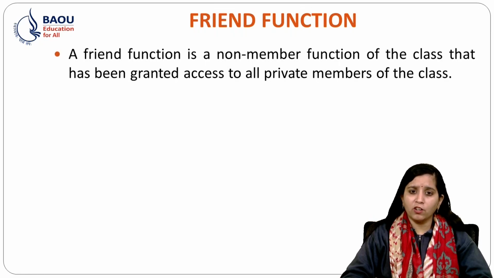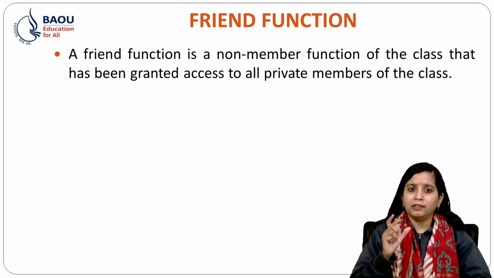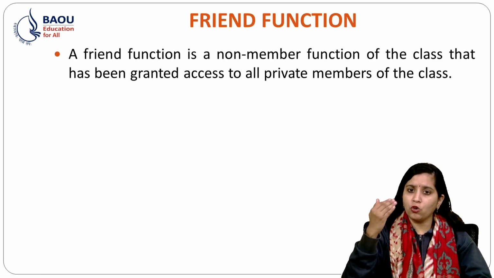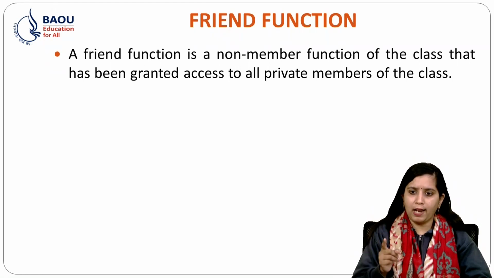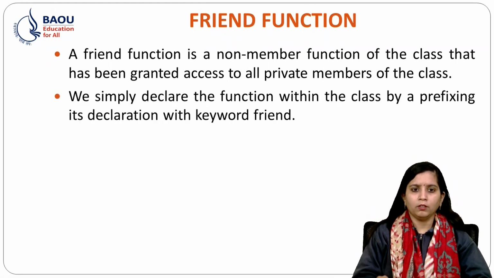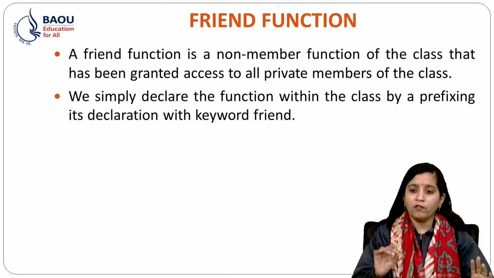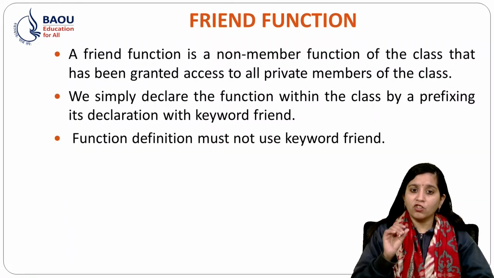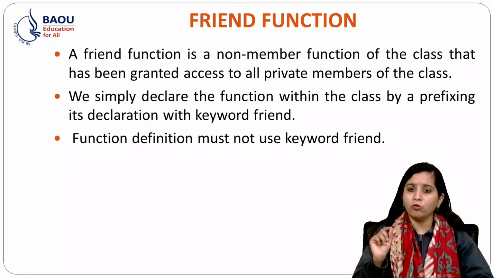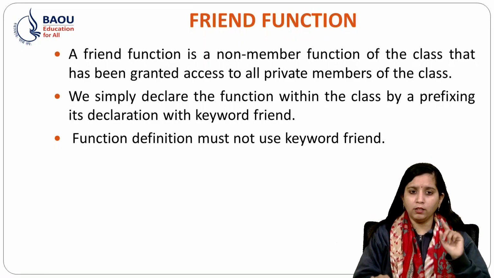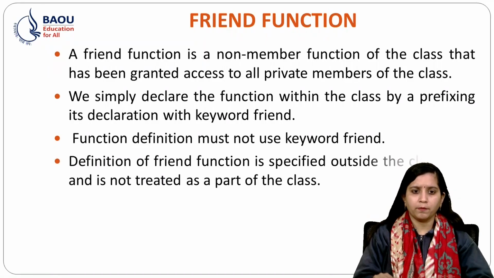So what is a friend function? A friend function is a non-member function of a class that has been granted access to all the private members of a class. We simply declare the function within the class by prefixing its declaration with the keyword friend. Function definition must not use the keyword friend. We will see these things one by one.